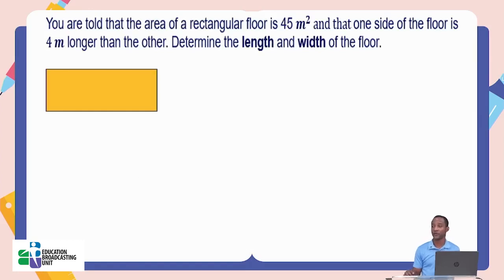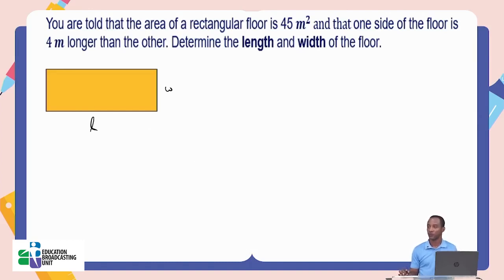You're told that the area of a rectangular floor is 45 meters squared, and that one side of the floor is 4 meters longer than the other side. Determine the length and width of the floor. Now, let's say this is the rectangular floor. The length will be the longest side, so let's call that the length, denoted by the letter L. And the width, the shorter side.